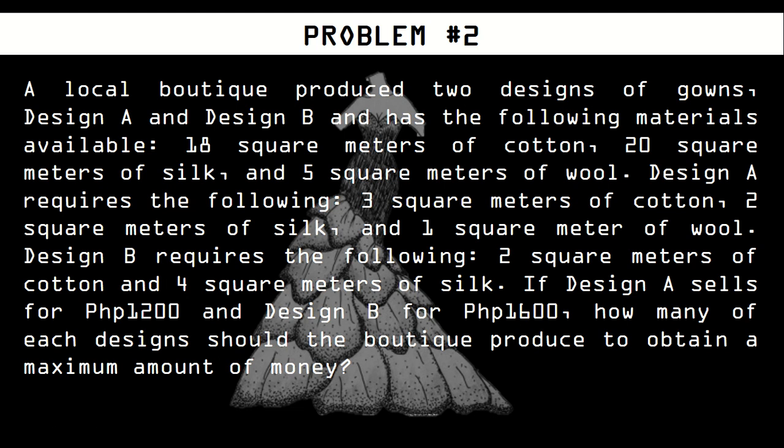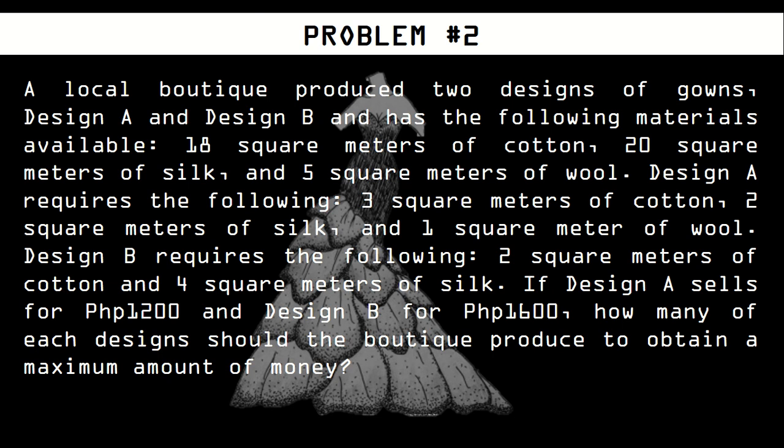Okay, so for problem number two, a local boutique produced two designs of gowns, design A and design B, and has the following materials available: 18 square meters of cotton, 20 square meters of silk, and 5 square meters of wool. Design A requires the following: 3 square meters of cotton, 2 square meters of silk, and 1 square meter of wool. While design B requires the following: 2 square meters of cotton, 4 square meters of silk. If design A sells for 1,200 pesos and design B for 1,600 pesos, how many of each designs should the boutique produce to obtain a maximum amount of money?